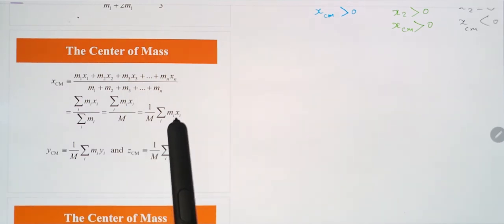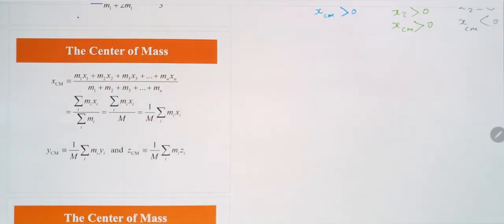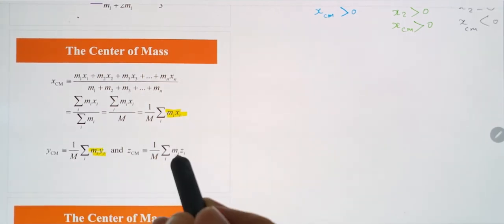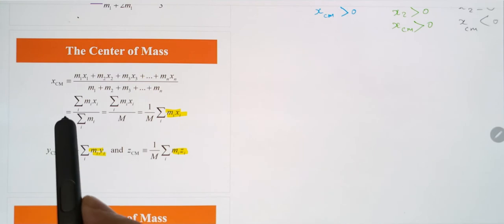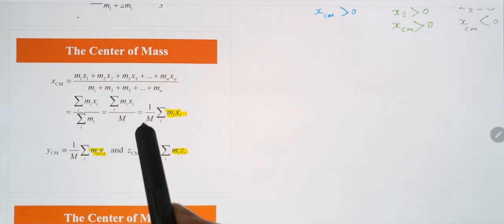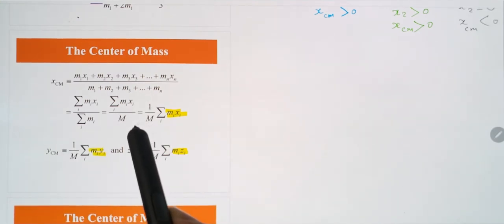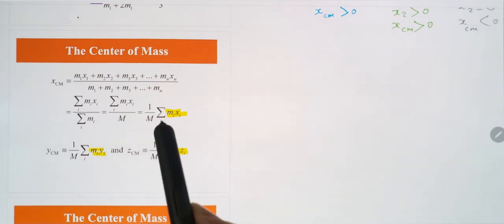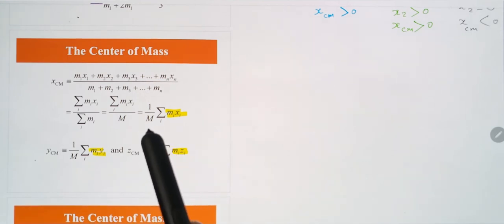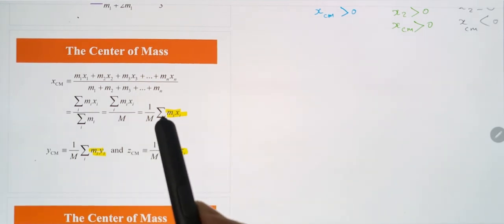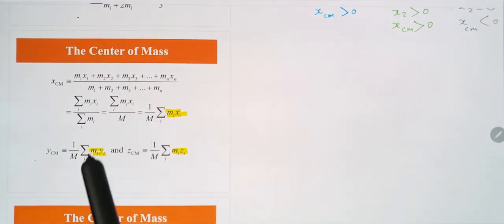And here is the center of mass in the X, and you have a center of mass in the Y, and you have a center of mass in the Z. So center of mass in the X is 1 over the total mass of the objects multiplied by the summation of each object from the origin, from the axis you choose. Same thing applies in the Y, and same thing applies to the Z.